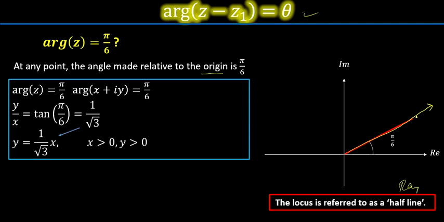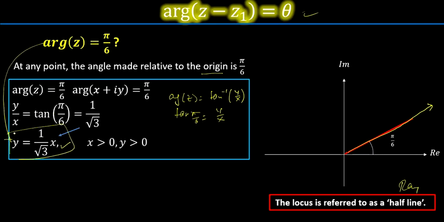And if you are required to convert into Cartesian form, argument pi by 6 means z is x plus y iota, and in the last lecture we have done the definition of argument. Argument of z is tan inverse y over x. So if argument is pi by 6, can I say tan pi by 6 is y over x, and tan pi by 6 is 1 over root 3. If you cross multiply, you get x into 1, x over root 3. This is the result: this equation in complex form, this equation in Cartesian form.